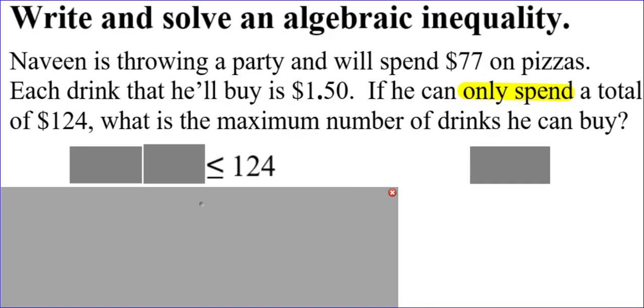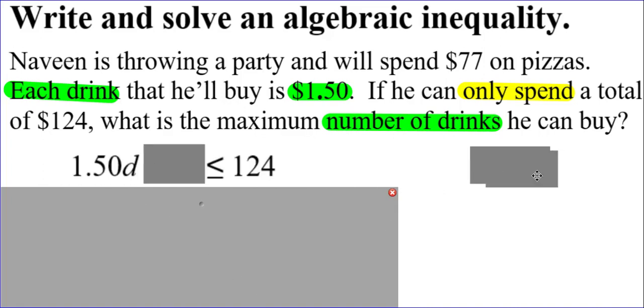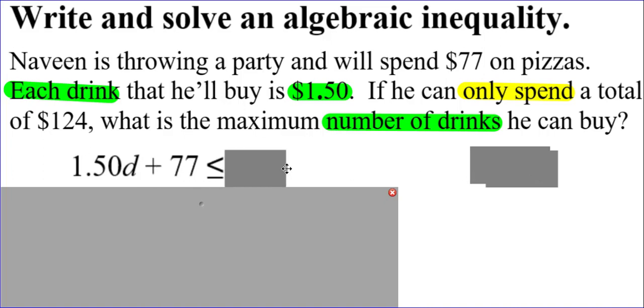We know that each drink, I'm kind of going backwards here, but each drink is $1.50. We don't know the number of drinks. That's what we're trying to solve for. So we're going to take $1.50 times the unknown number of drinks. Let's call that D. Naveen is also spending $77. All of this has to add up to end up equaling the total. Well, not equaling because it's less than or equal to, but giving you the total. And so we're going to add the $77 on to that.